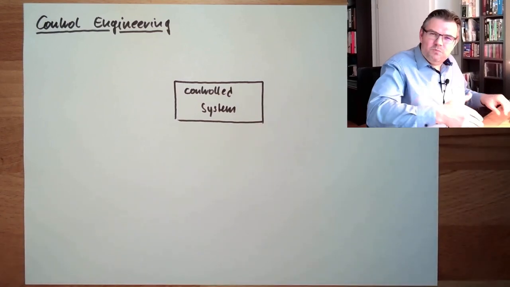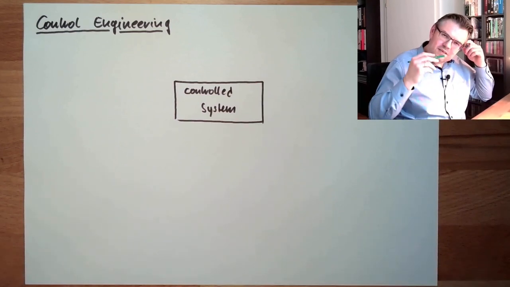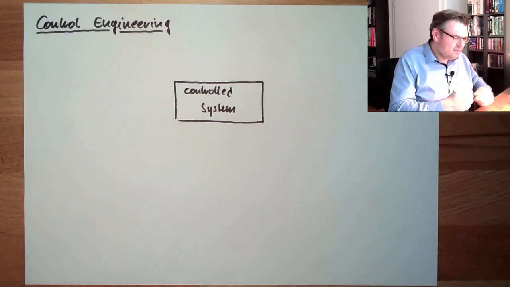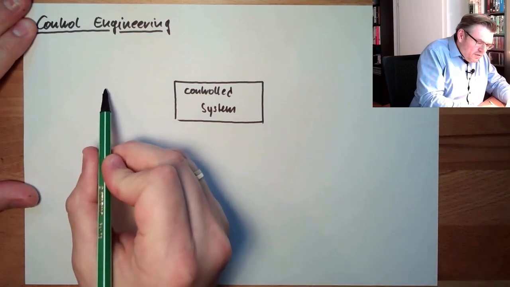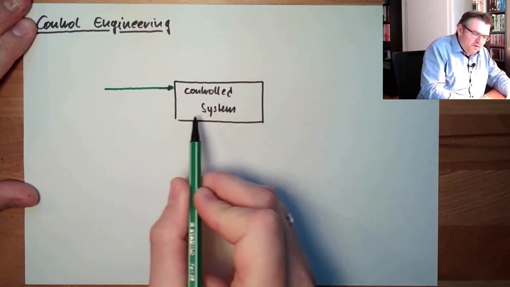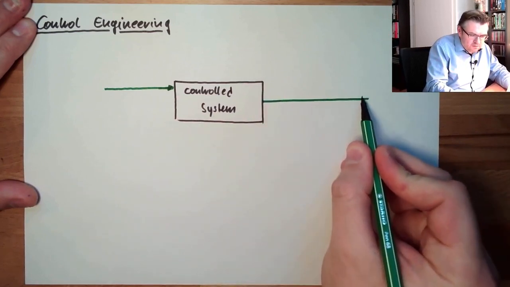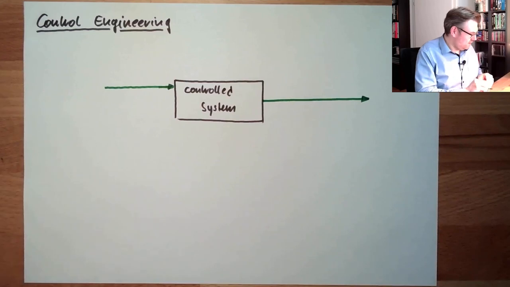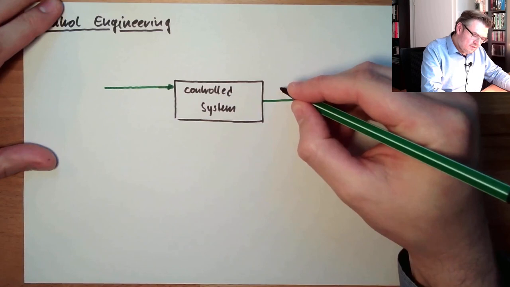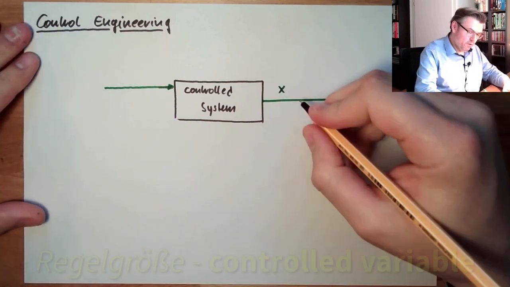In the system, something is produced, something is happening there. So maybe it's a heating, maybe it's just speed control, something like this. Usually there is something going in into the control system. Whatever is going in there is somehow altered, and there is the result. This result, this is the thing we are going to talk about. This is the value x. This is called the controlled variable.